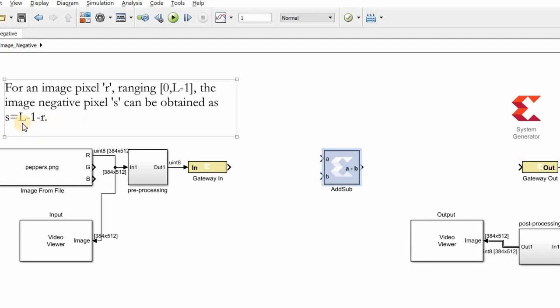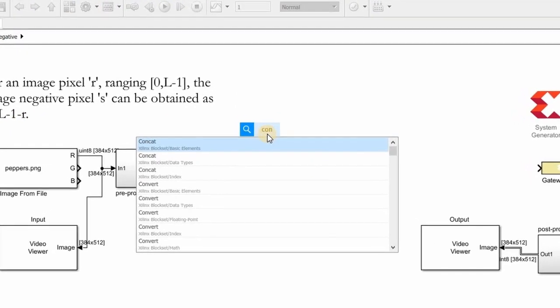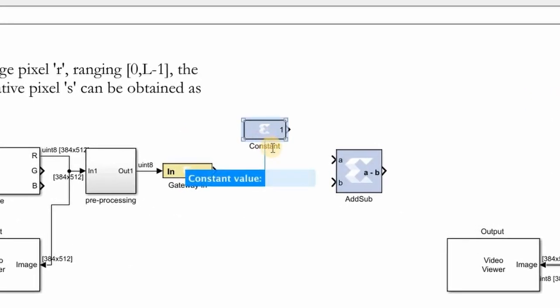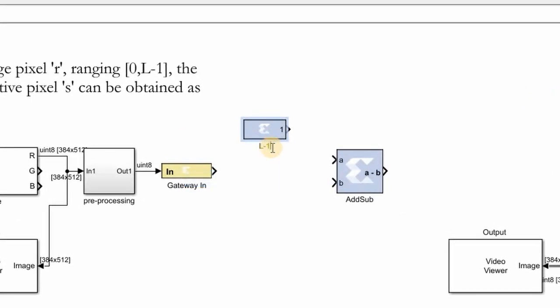So now we need to implement L minus 1 minus R. For simplicity, I will consider one AddSub block, so that I will give the constant as L minus 1, which is equal to 255 in this case. So only one block will be required, instead of taking two subtractor blocks for L minus 1 and then minus R. So I will keep a constant with L minus 1. This is L minus 1.